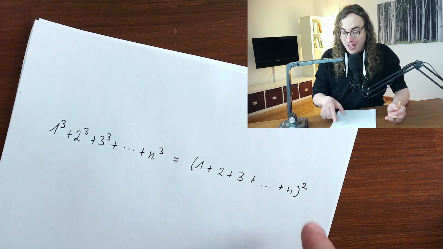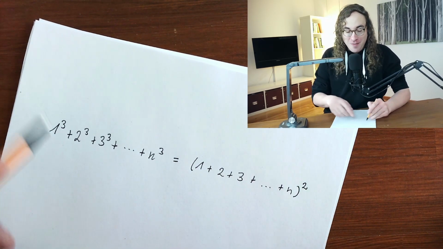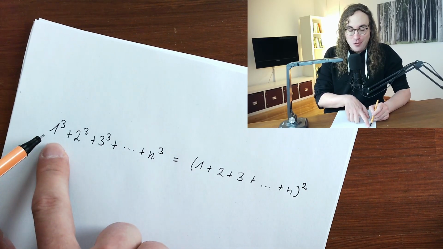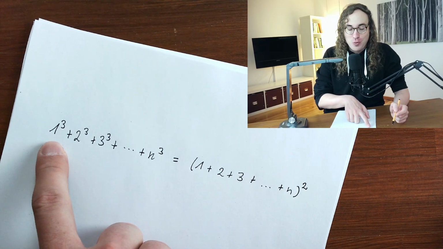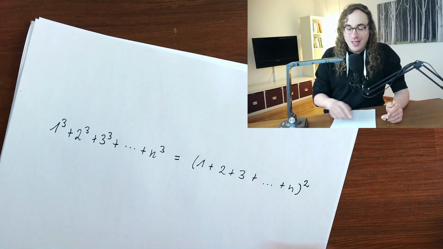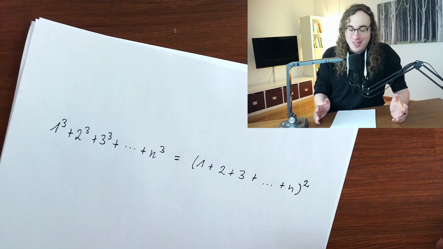Let's maybe check some values to just convince ourselves. So let's do the trivial case, n equals 1. Then on the left hand side you just have 1 cubed, so 1, and on the right hand side you have 1 squared, so you get 1 equals 1. Okay, so that's true.